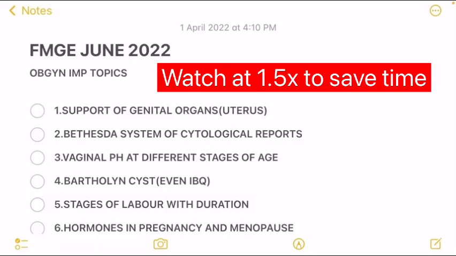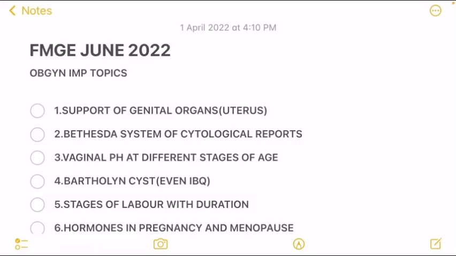So first thing is support of genital organs. One question of anatomy is always asked in gynecology and ops, and most often it's the uterine support. Basically, it's focusing on the support system of the genital organs. So be sure you make a good revision of it, and it's a little bit difficult to remember. It's a little bit ratta kind of question, so you have to revise it over and over.